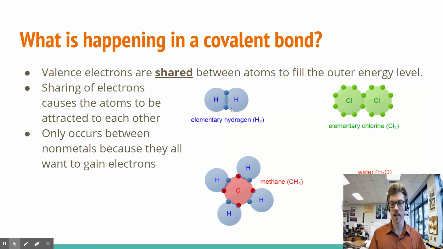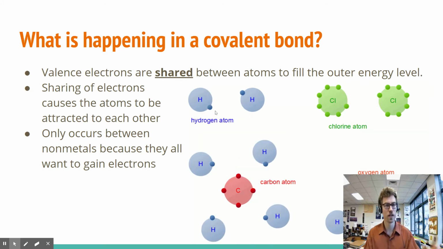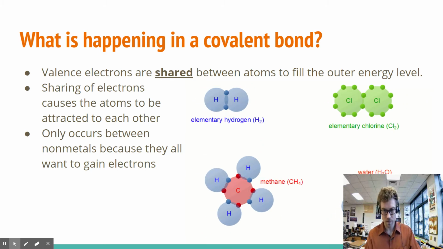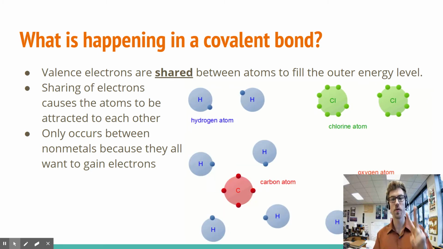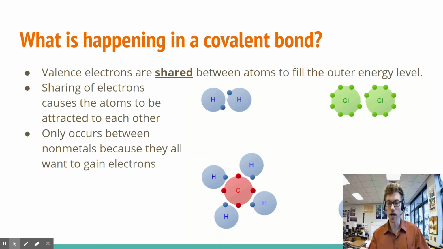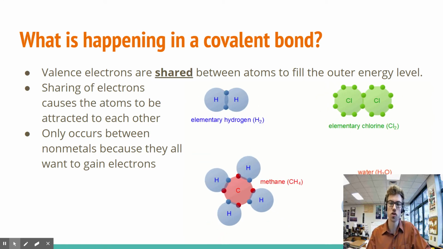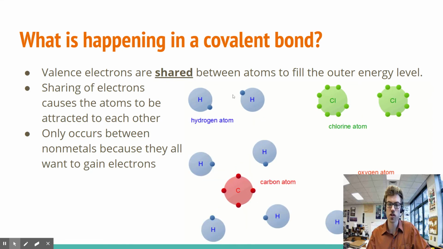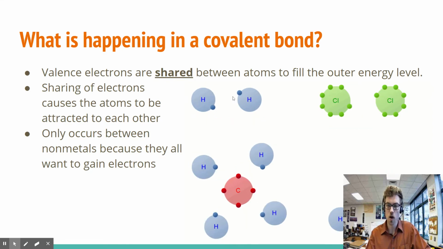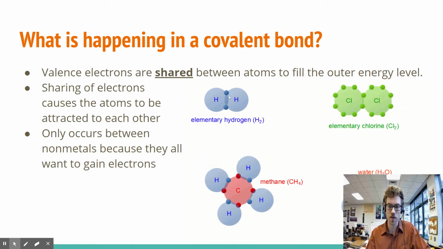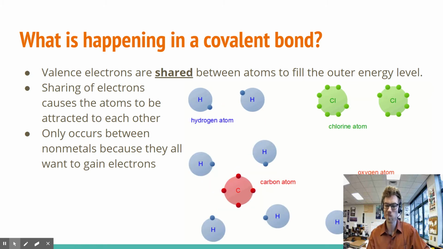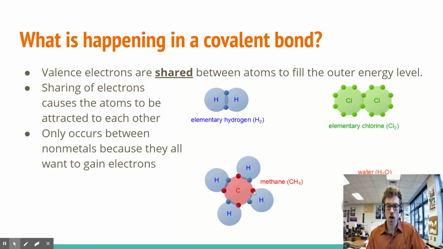So if we take a look here, right, remember that hydrogen only has one energy level. And so in order for its first energy level to be full, it just needs 2 electrons. So here, right, we have hydrogen, we've got the 1 electron being shared from each. And so when they form this covalent bond, now they each have 2 because they're sharing them together. Similarly, right, carbon has 4 valence electrons.